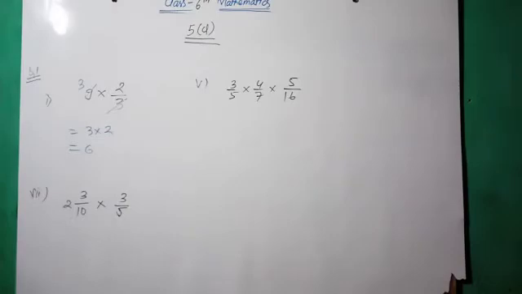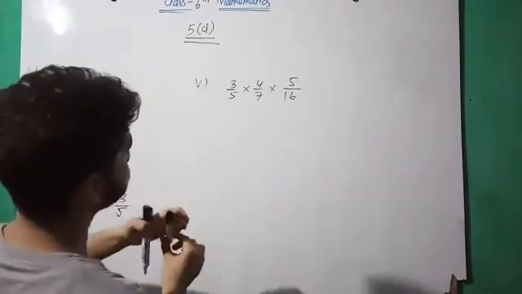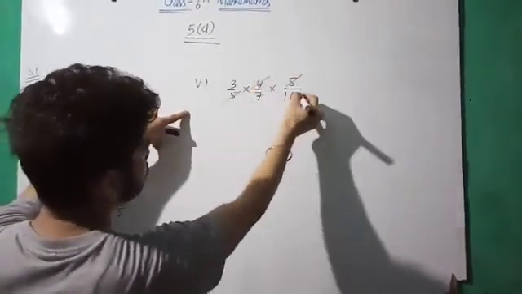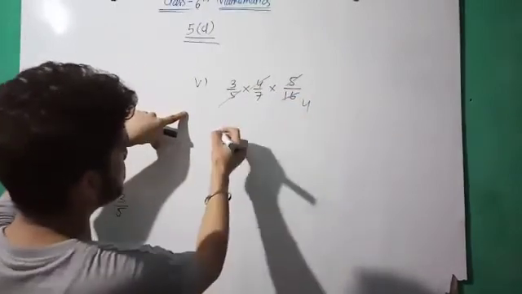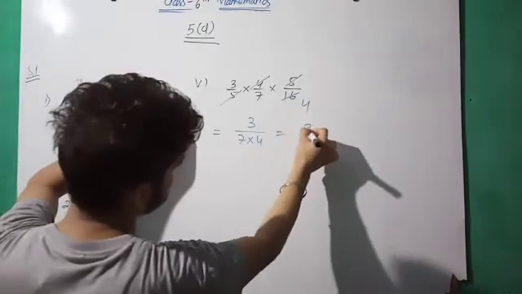Next is the fifth part. The rest of the parts are your homework. In multiplication and division, you don't have the headache of taking the LCM. You have to directly multiply or simplify the numbers. In this question, we have three fractions. First of all, 5 cancels with this, 4 with this, 4 fours are 16. Now the remaining terms are 3 upon 7 into 4. So the answer is 3 upon 28.